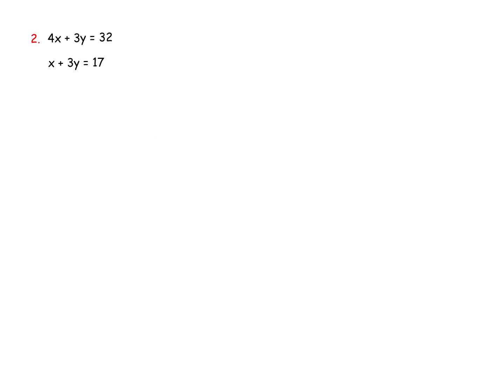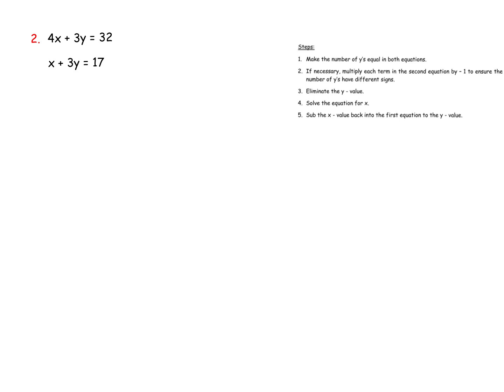Example 2 is very similar to example 1. It has the simultaneous equations 4x plus 3y equals 32 and x plus 3y equals 17. Now I'm going to add in here the steps for how to solve a simultaneous equation. Step 1 is we make the number of y's equal in both equations. So if we look at the two equations we have here, we have 4x plus 3y is equal to 32 and x plus 3y is equal to 17.